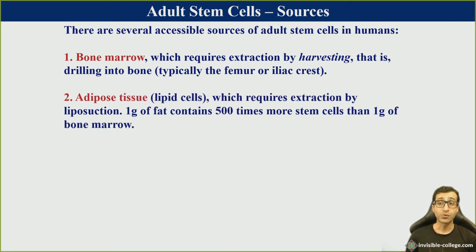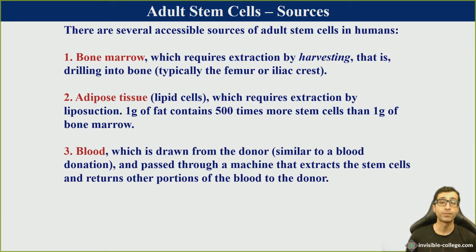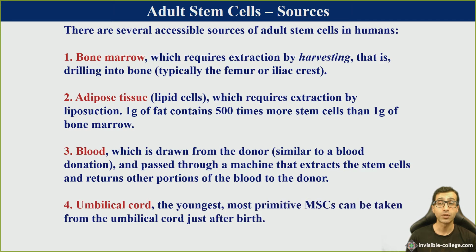There's also adipose tissue, which contains the fatty cells, or lipid cells. Now, this requires extraction again by liposuction, but 1 gram of fat contains 500 times more stem cells than 1 gram of bone marrow. There's also blood, which is drawn from the donor, similar to a blood donation, and this is passed through a machine which extracts the stem cells and then returns other portions of the blood to the donor. And another potential source is the umbilical cord.